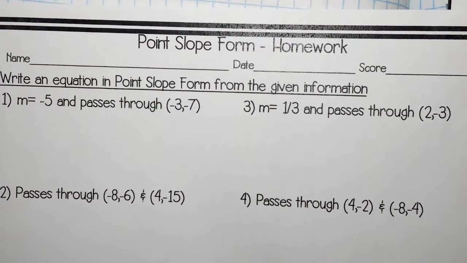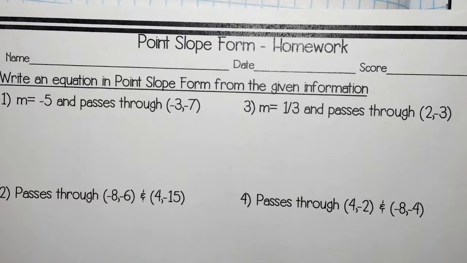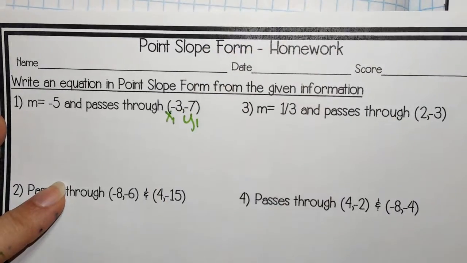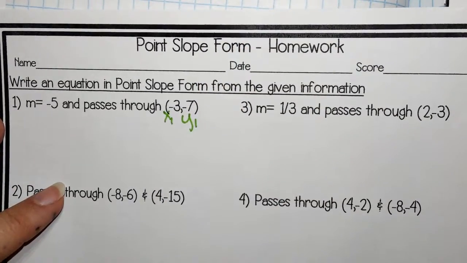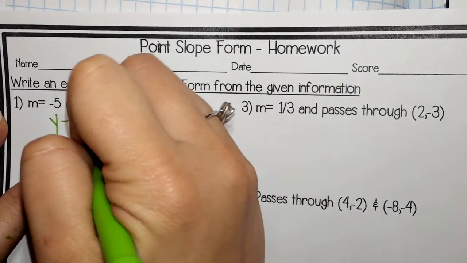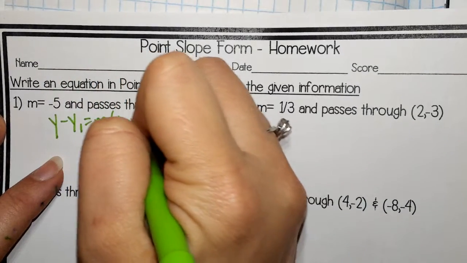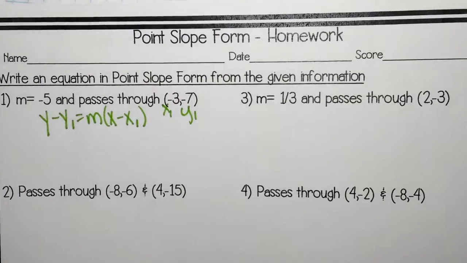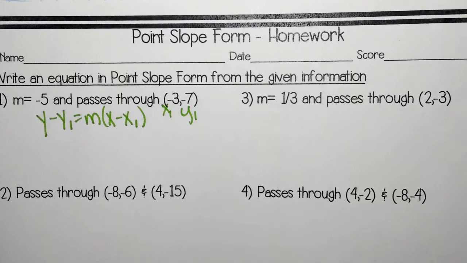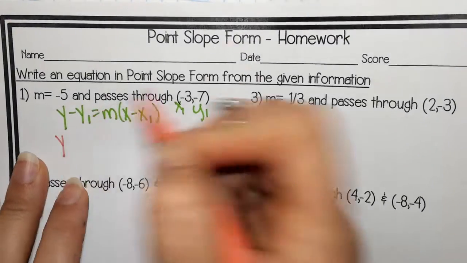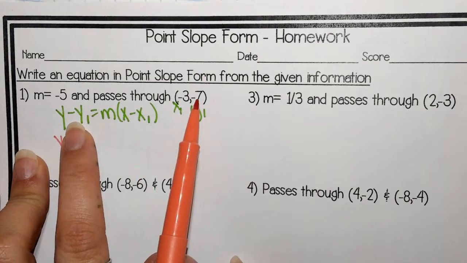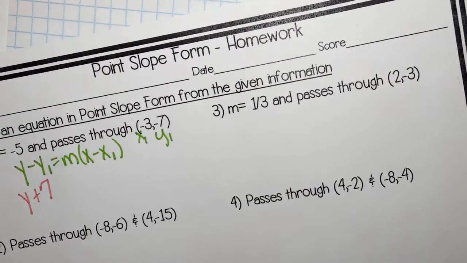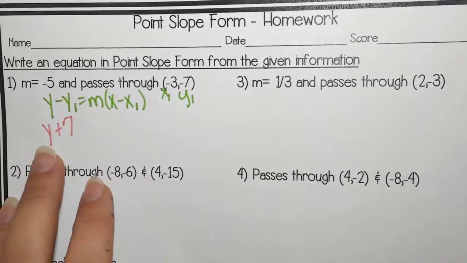Now, number one, it says write an equation in point slope form for the given information. So we're going to label x1, y1. Does everybody remember that from yesterday? Yes. And then we rewrite our equation, y minus y1 equals m times x minus x1. Correct? Alright, now do we have our x1 and our y1? Yes. So it's y minus what? Negative 7, so it's plus 7. Why is it plus 7? Because two negatives equal a positive, so it's minus a negative, so that becomes a plus.